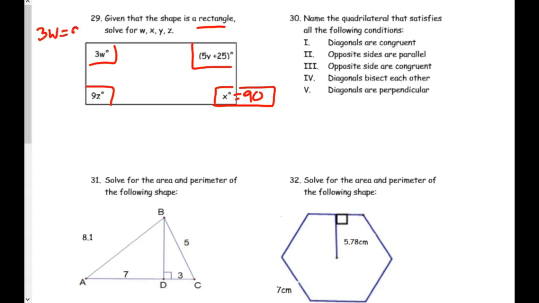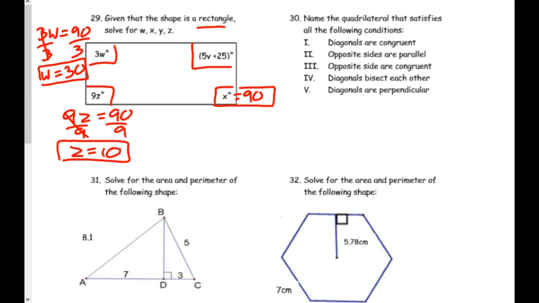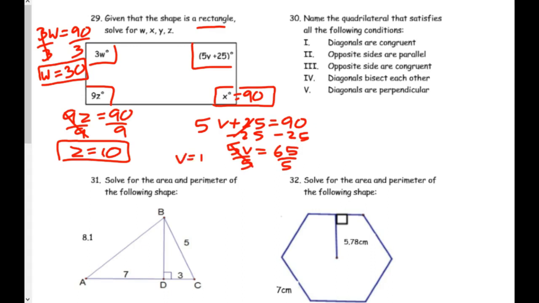3w equals 90. Divide by 3. W equals 30. 9z equals 90. Divide by 9. Z equals 10. 5v plus 25 equals 90. Minus 25. 5v equals 65. Divided by 5. V equals 13.